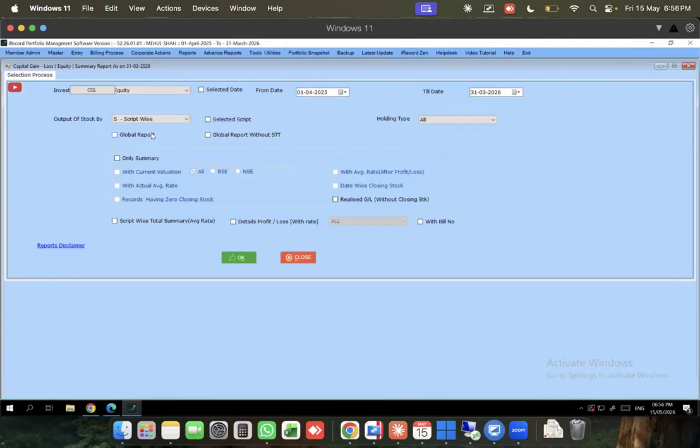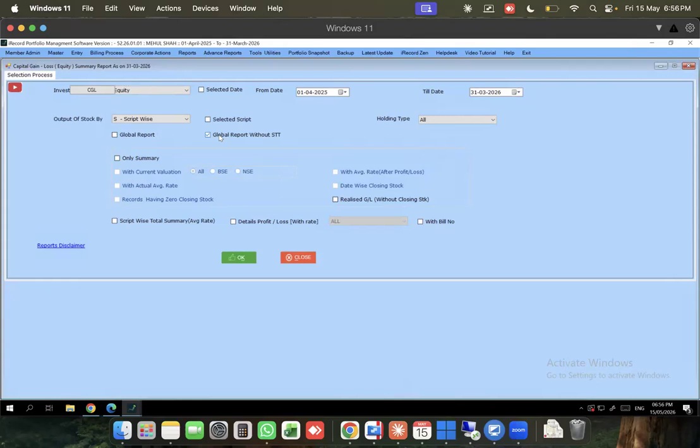For all the major reports in capital gains, we have three filters available. Number one is the report that we compute in the background using the formula of brokerage plus market rate. Number two is your global report, which includes all the expenses along with the market rate: your brokerage, your market rate of purchase, plus all the other statutory charges. And thirdly, we have the global report without STT.